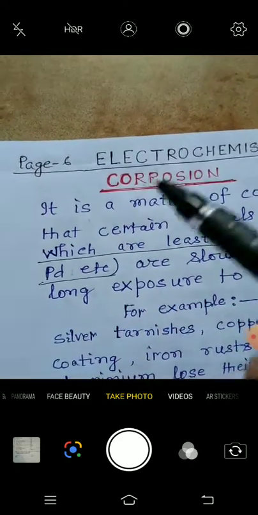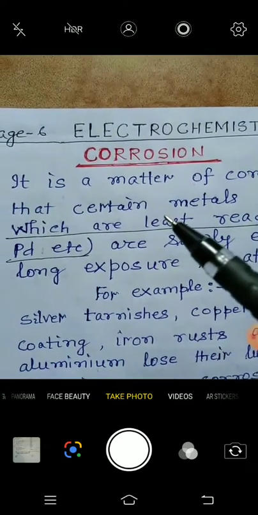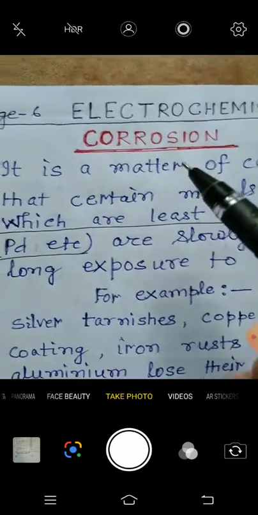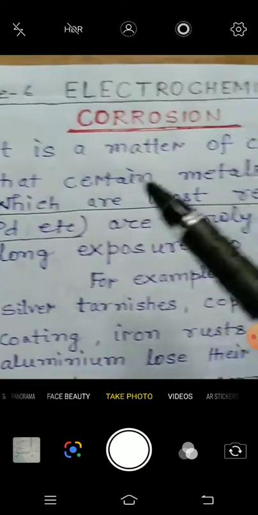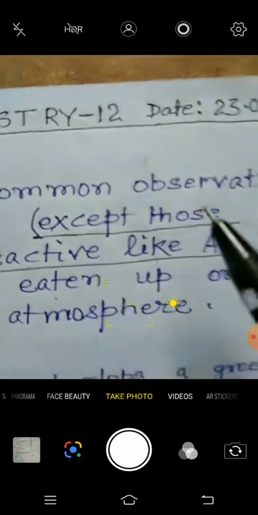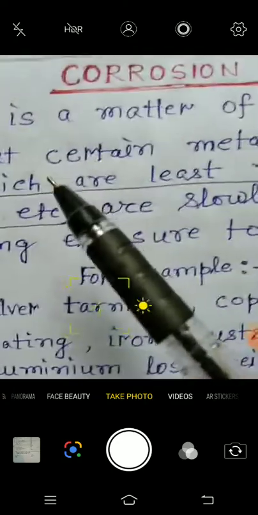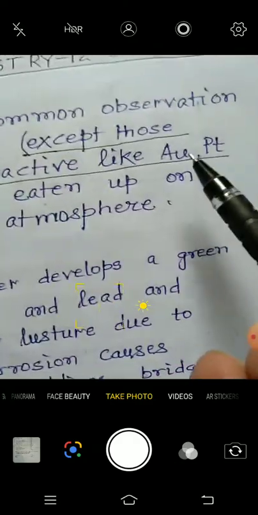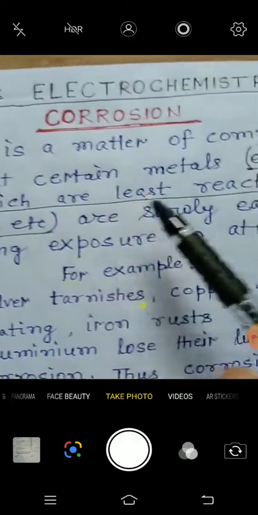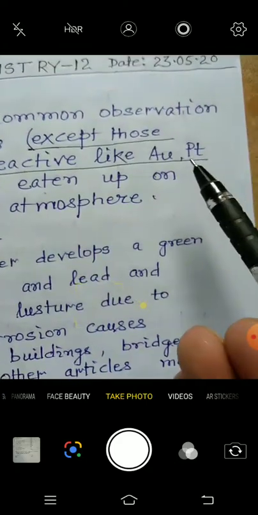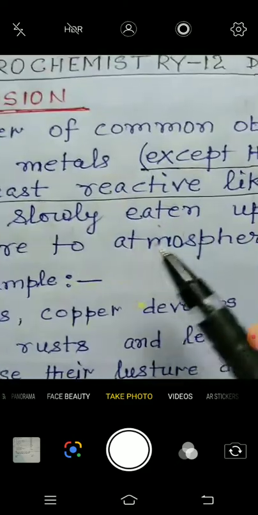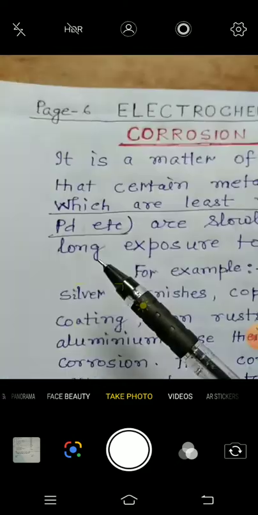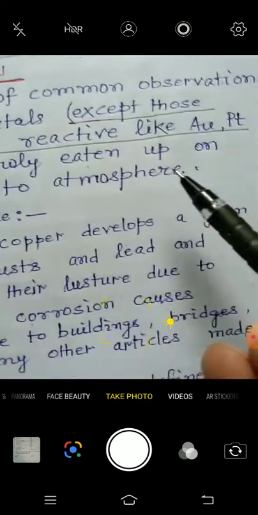Now the topic is corrosion. I have finished the topic of batteries just now. Now the next topic, and the last topic of this chapter, is corrosion. It is a matter of common observation that certain metals, except those which are least reactive like platinum, gold, palladium, etc., are strongly eaten up on long exposure to the atmosphere.